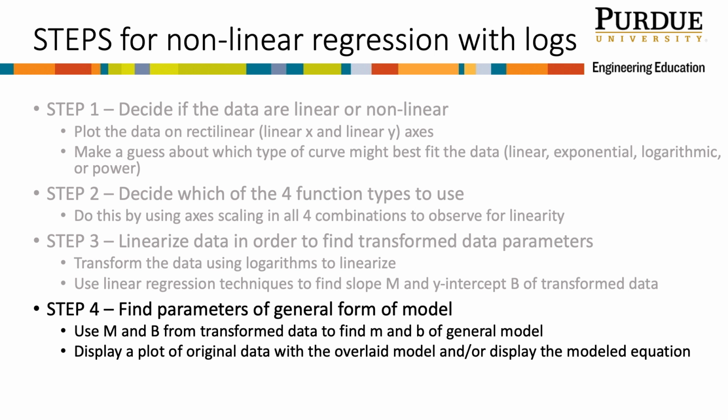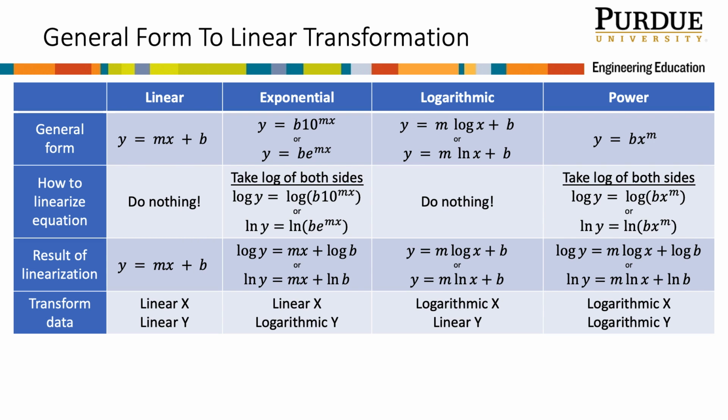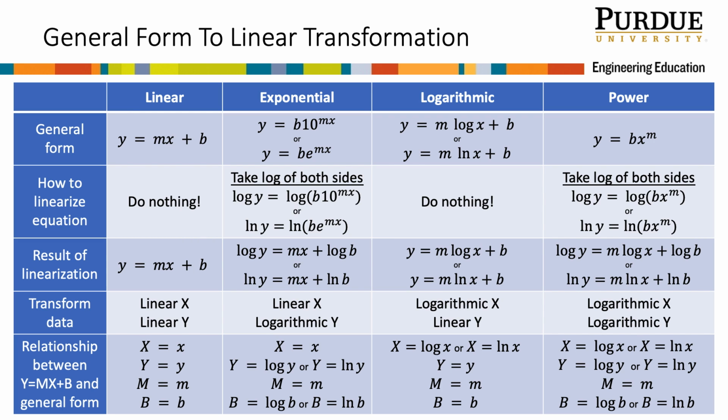Okay, so now we need to finish up our general model. Step 4 results in us finding the parameters lowercase m and lowercase b of the general form of the model. Then we can decide how to show off our final model based on the context in which we are working. This table has one more row. This final row shows us how to transform your linearized slope and y-intercept, that capital M and capital B, back so that they fit our original data. Therefore, we need to get the lowercase m and the lowercase b to fit our original model.